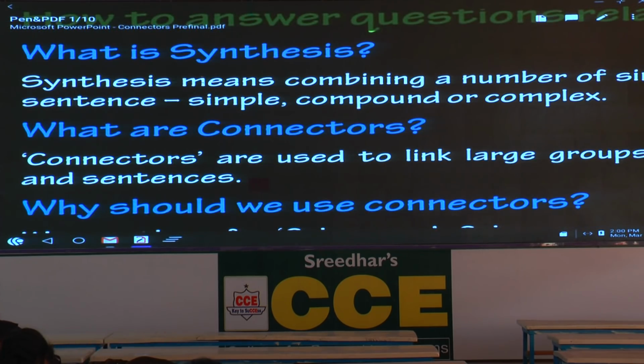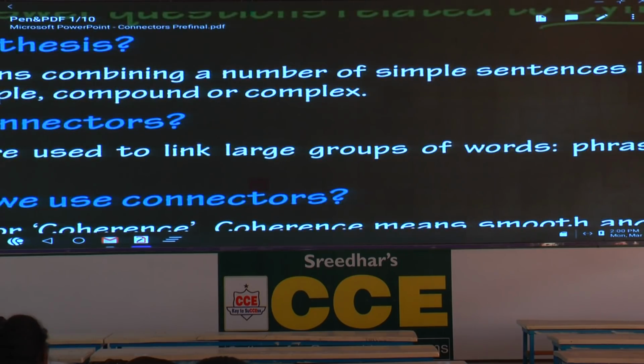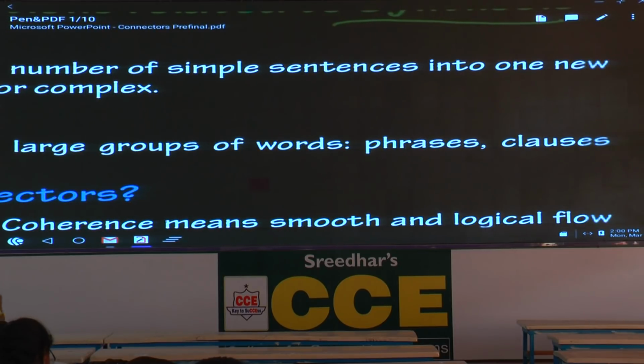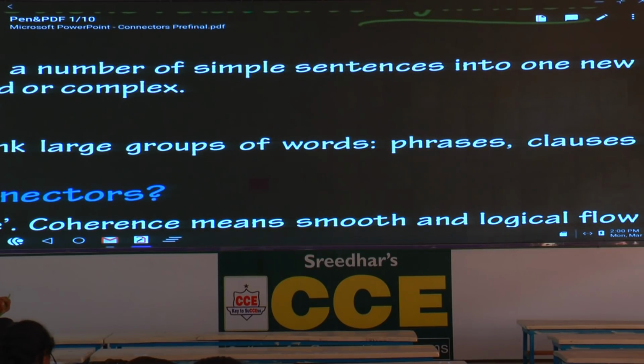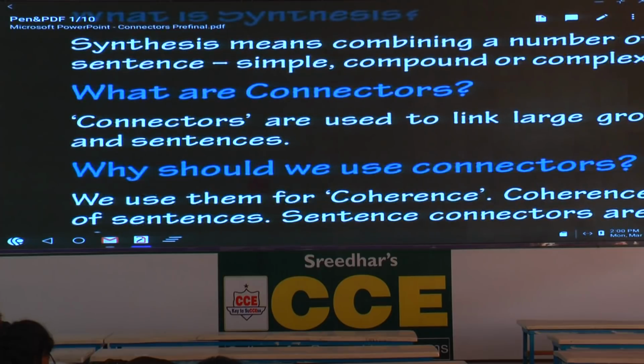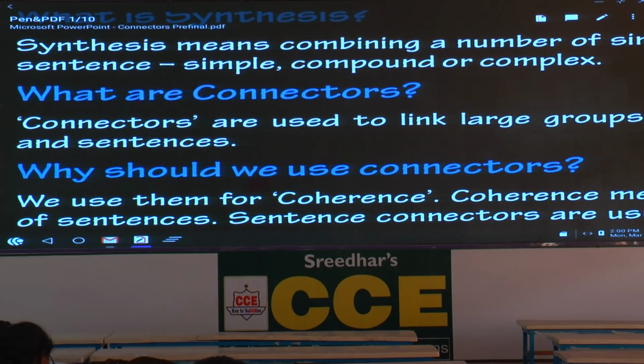So what is synthesis, have you written? Synthesis means combining a number of simple sentences into one new sentence. And this sentence could be a simple sentence, a compound sentence, or a complex sentence.